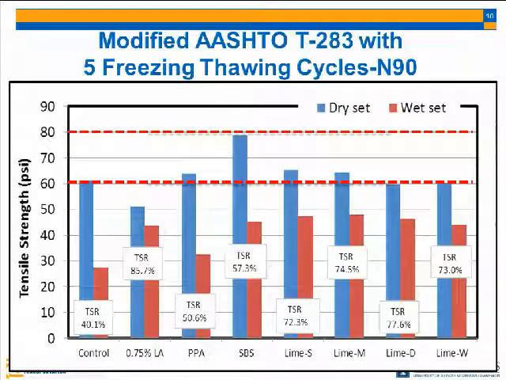In the case of N90, we have the same thresholds, of course. The control had the lowest TSR value. Again, liquid anti-strip had resulted in the highest TSR value. The lime did not pass the threshold, but still they have the best wet tensile strength with the lime, meaning that they also maintain a very good tensile strength after the 5 freezing and thawing cycles. SPS had the highest dry tensile strength again in this case, but it did not pass the threshold for the N90.